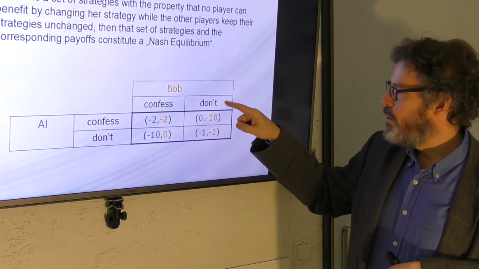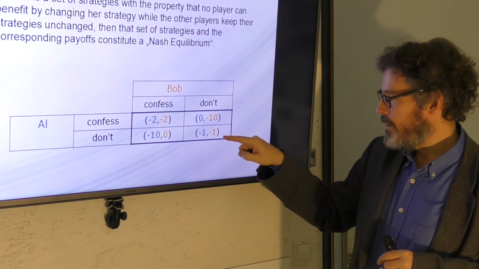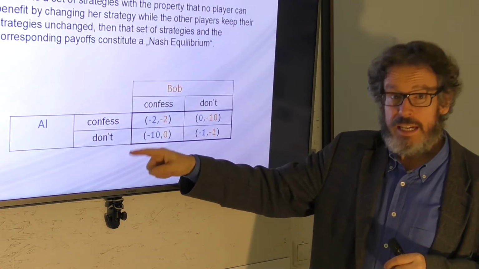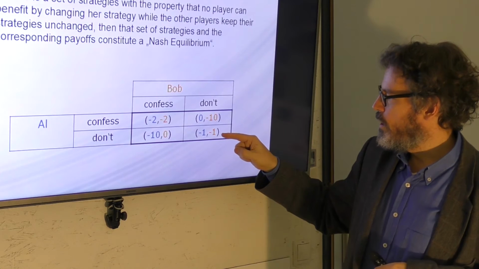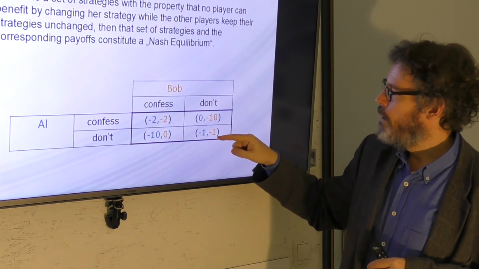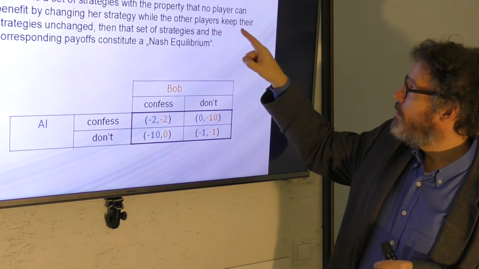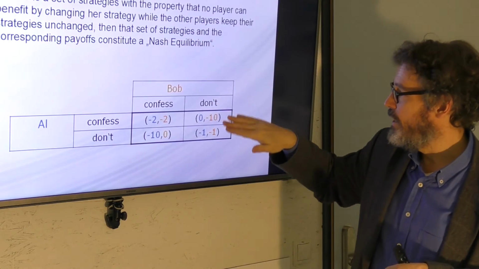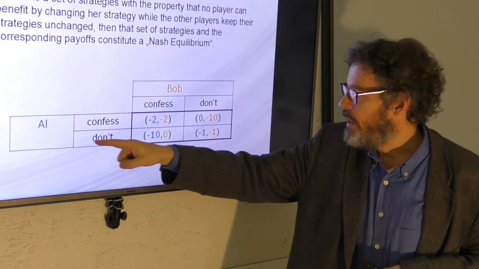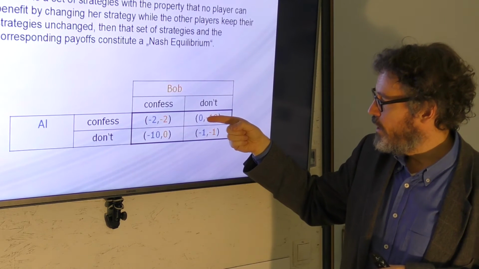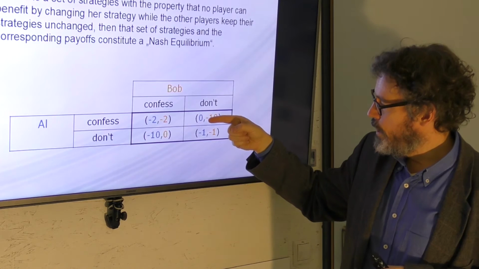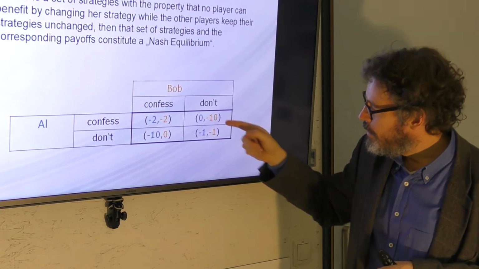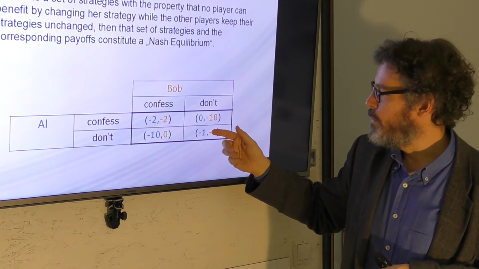If both of them have chosen as their strategy not to confess, and if L now has the possibility to change the strategy, he has to wonder, should he change his strategy or not, while Bob is staying with his strategy for the moment. The other players keep their strategies unchanged. Bob is not changing his strategy at the moment. And of course L will decide to change his strategy because 0 is better than -1. So in this sense, this solution here is not a Nash equilibrium.